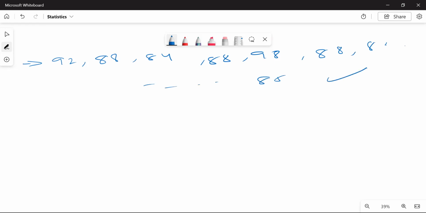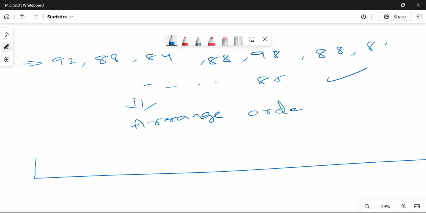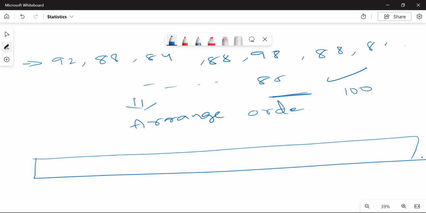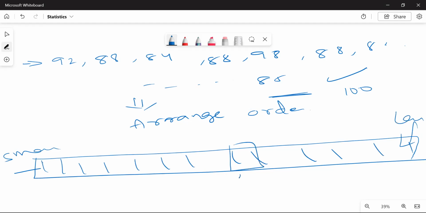See, the first step is that this is the data. We have to find how to get the IQR by hand. We have to arrange the data in order. Once you arrange the data in order, for example, if you have 100 elements, then you have the 100 elements here. The first is the smallest element, and the last could be the largest element. In the middle is exactly your median data, right?